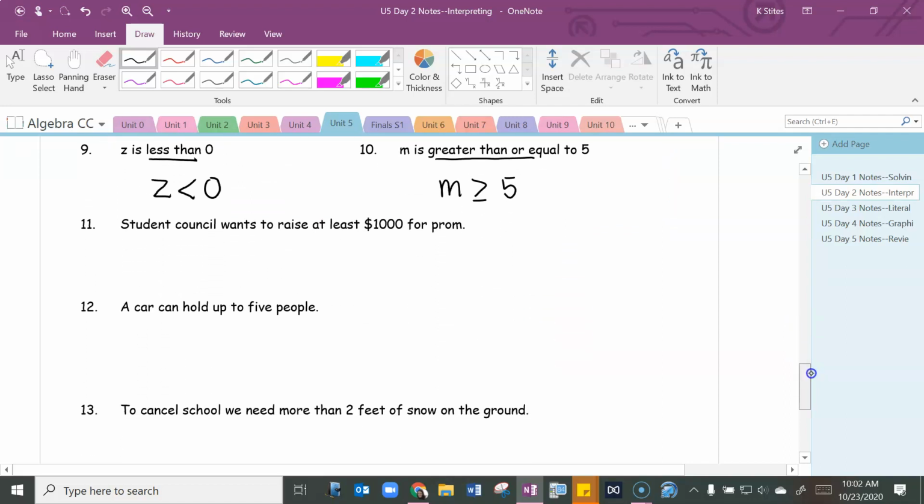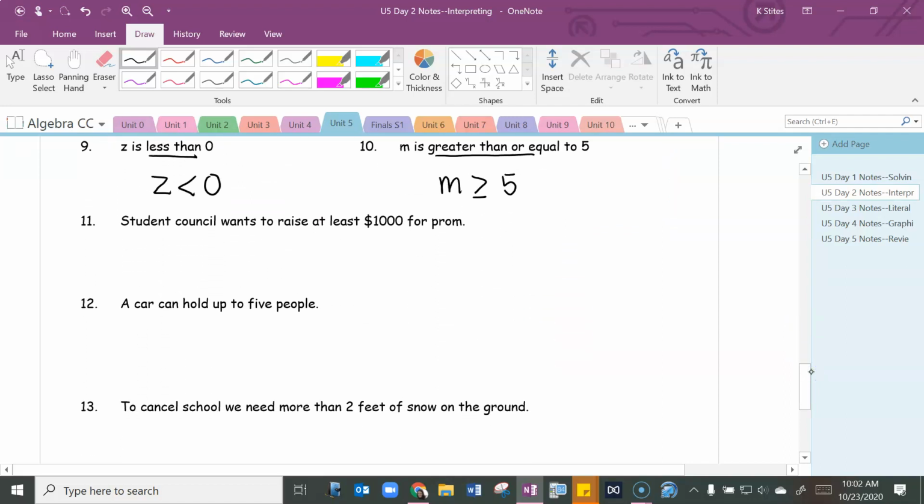All right, a few more. Student council wants to raise at least 1,000 for prom. I'm going to put an S for student council and 1,000 for prom. And now let's think about what at least means. At least means we want $1,000 or more. So that would be a greater than or equal to.